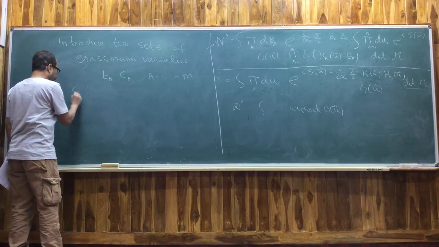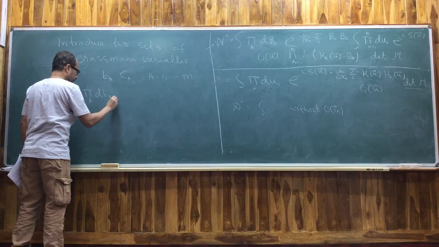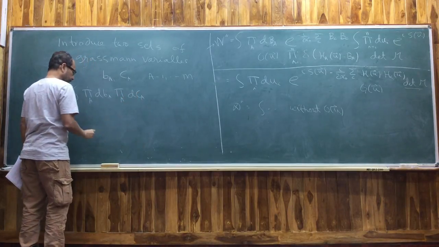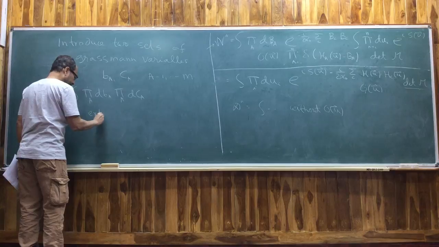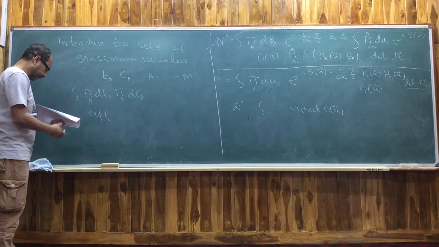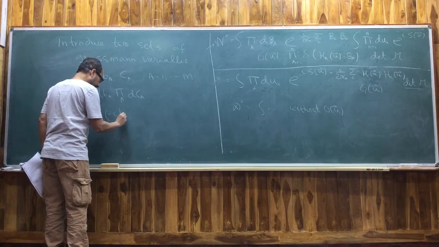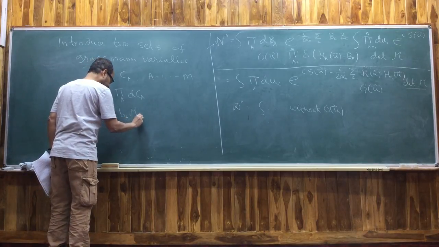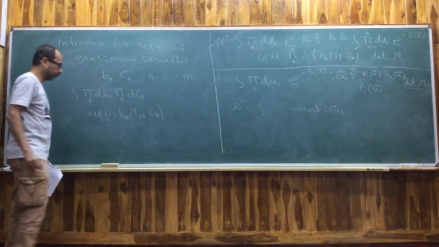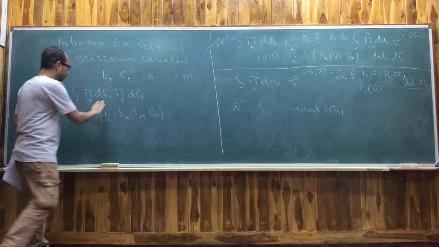Now let's consider the following integral. I'll just choose some signs for later convenience, but this is not necessary. I'll take this to be minus i b_A M_AB c_B. Again, sum over A and B is implied in this exponential.